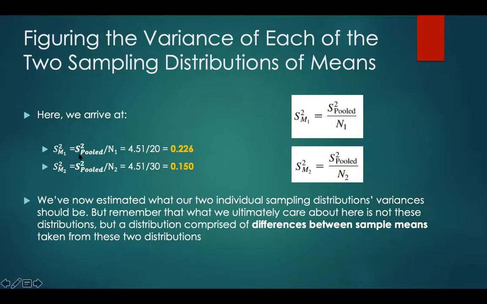So the variance of the first sampling distribution of means is 0.226, and the variance of the second sampling distribution of means is 0.150. Now we've estimated what our two sampling distributions' variances should be. But remember that what we ultimately care about here is not these distributions, but a distribution comprised of differences between sample means taken from these two distributions.